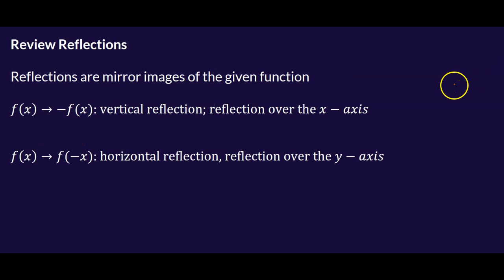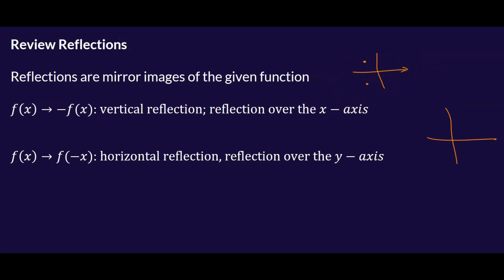Let's talk about reflections. Reflections are mirror images of a given function. I'm just going to draw these two axes here. If I have a point here and a point here, the reflection is an up-down reflection. So this is what we call a vertical reflection. What separates them is the x-axis. So this is your x-axis reflection.